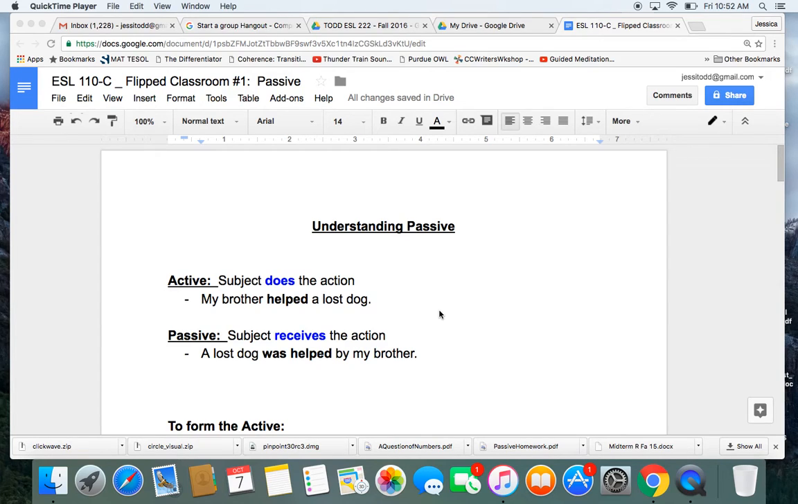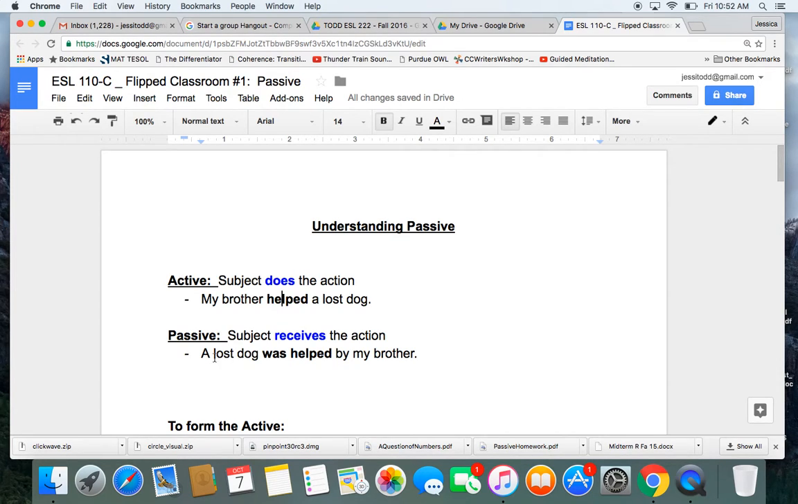Okay, hello students. Today I'm going to talk about understanding the passive voice and how it differs from active. So first of all, in an active sentence, the subject does the action, okay? For example, my brother helped a lost dog. The action is helped, right? And who helped the lost dog? My brother, right? So here we see my brother doing the action of helping, okay?